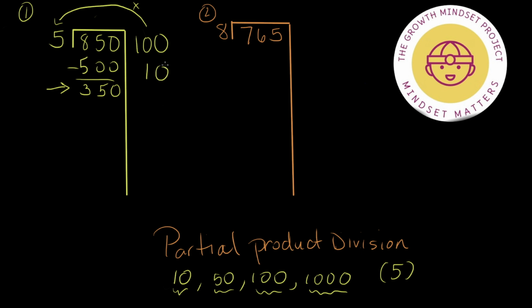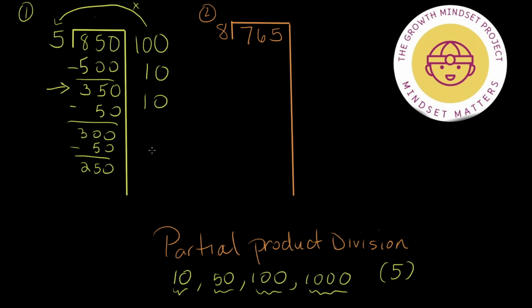So I'm going to do 10 now. What's 10 times 5? Well, that's 50. Okay, so I'm going to subtract 50, which will give me 300. And I can do another 10. 10 times 5, that's 50. And we can keep going.